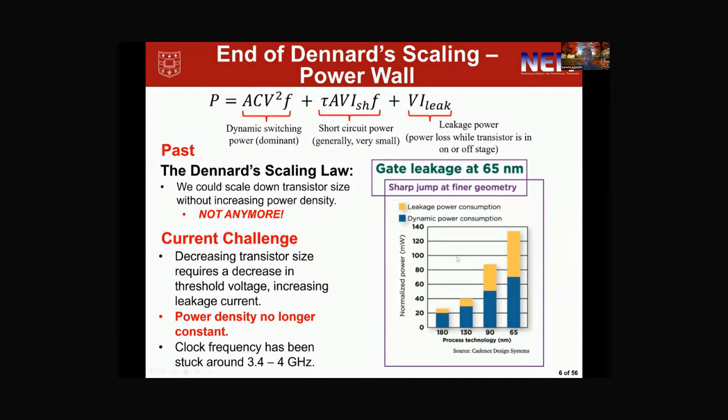And if we look on the plot on the right-hand side, we can see, for example, at the 180 nanometer technology node, our leakage power consumption was a significantly smaller fraction of the total power. And if we look at the 65 nanometer technology node, it was almost nearly half of the total power of the transistor.